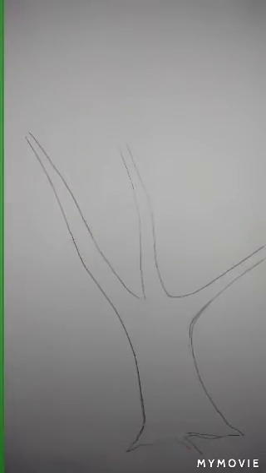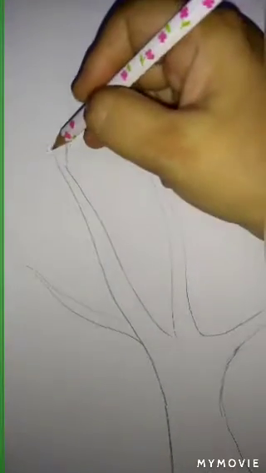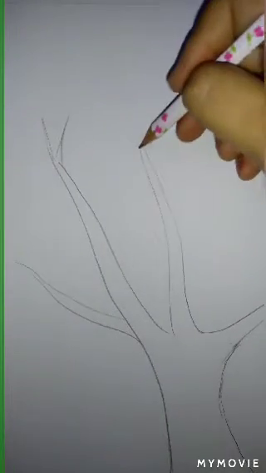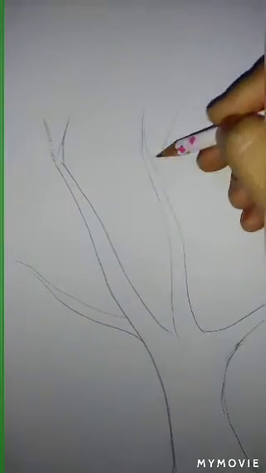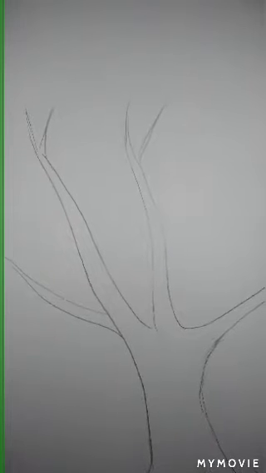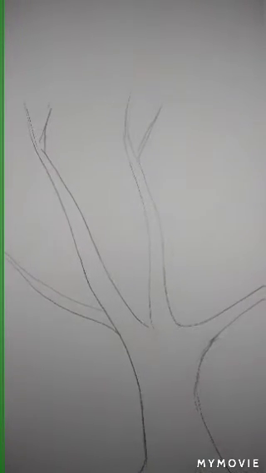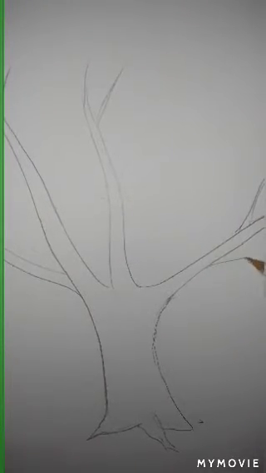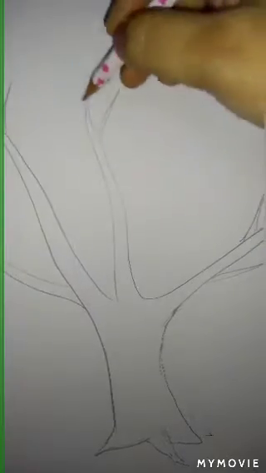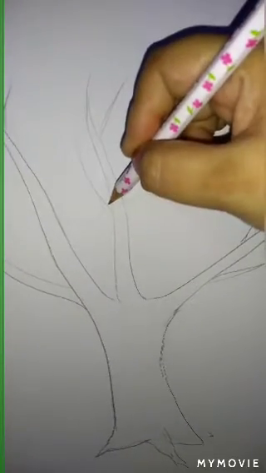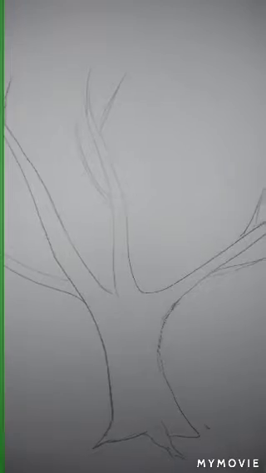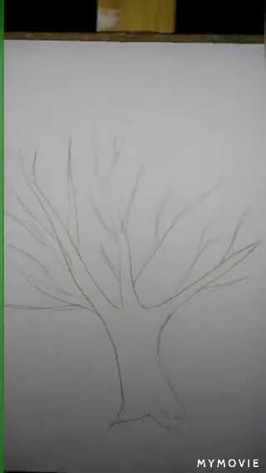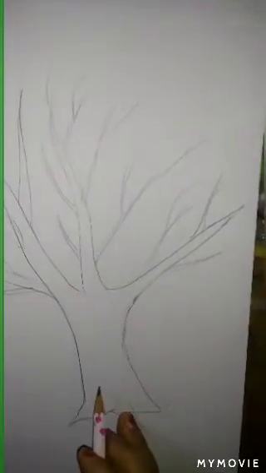Okay, so the main tree is done. Now we will be drawing the branches. Watch carefully the top of the branches. More branches are there. Okay, so this is our tree. You can call it a skeleton of the tree.